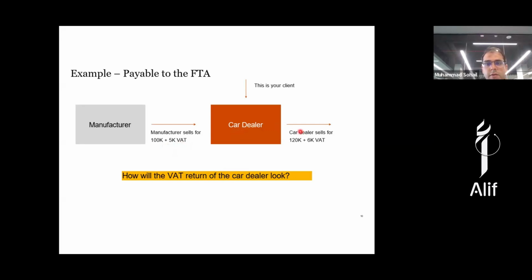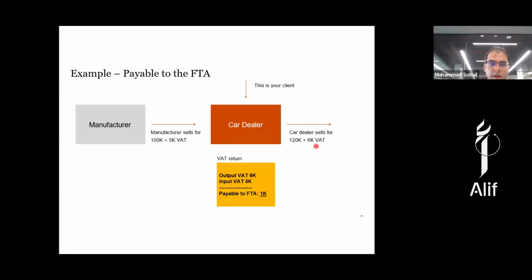The car dealer then sells to the end consumer. He charges 120,000 dirhams after a markup of 20,000 dirhams, and 5% of that is 6,000, the output tax for the car dealer. So how would the tax return look for the car dealer? Output tax, as we discussed, is 6,000. Input tax is 5,000. The net amount is 1,000, and this is payable to the FTA.